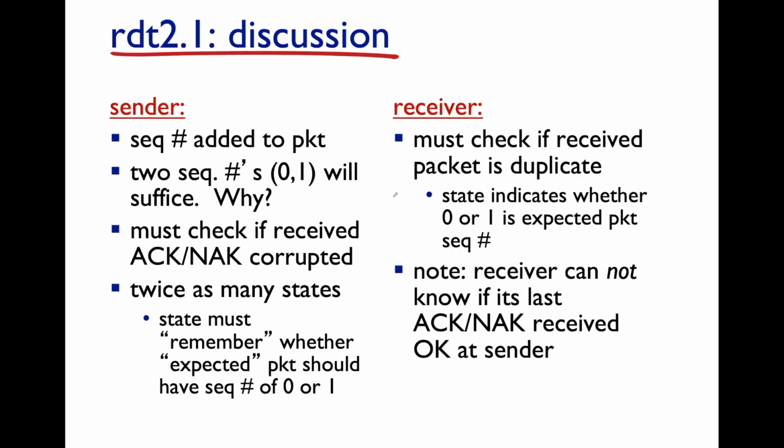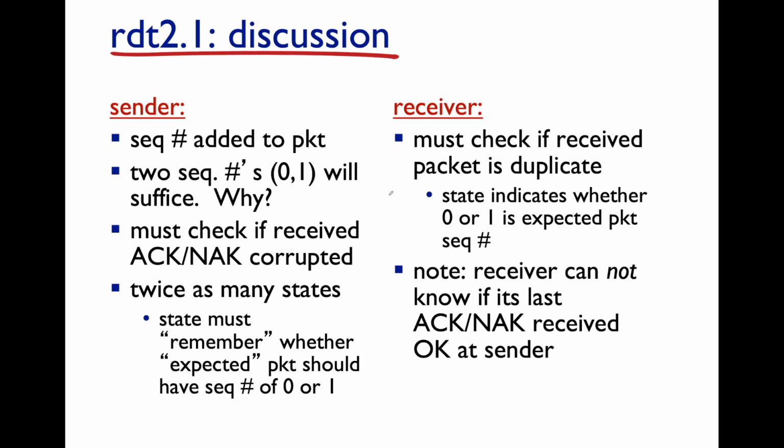So here for RDT 2.1, you add sequence numbers to packets, and at the receiver side, it tells you which particular packet you're expecting to receive and therefore deliver. And so 2 sequence numbers is sufficient because you do not proceed in delivering that packet unless it's the correct sequence number you're expecting to get. And you alternate from 0 to 1 to 0 to 1 continually. And so you have to check if the ACK and NACK is corrupted. And you have twice as many states on the sender side because you have to remember which packet you're expecting.